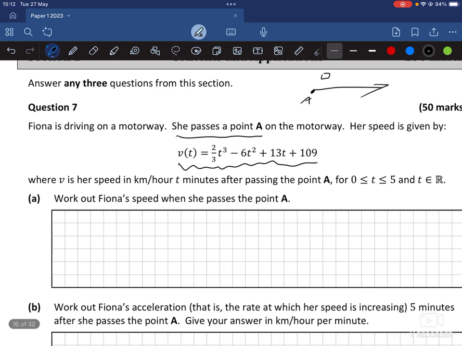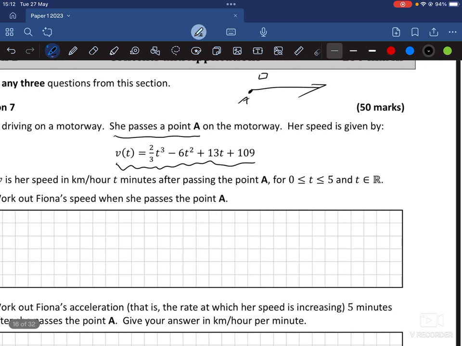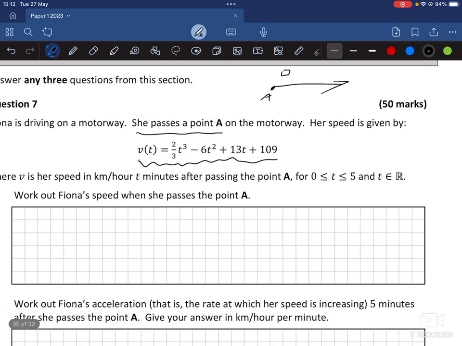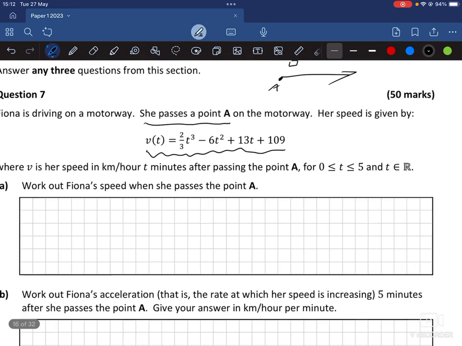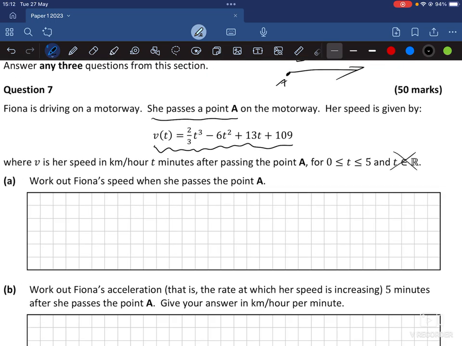And we're told that this gives her speed in kilometers per hour t minutes after she passes the point A, for t between 0 and 5. So for the first 5 minutes after she passes this point. And we're also told t is a real number. Kind of useless, but anyway, this doesn't matter at all.